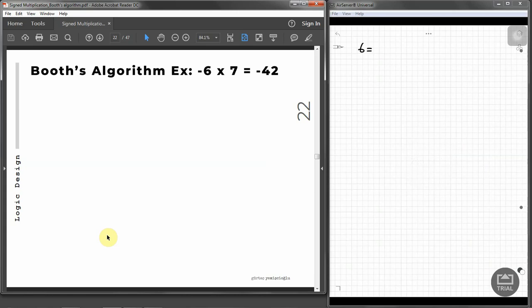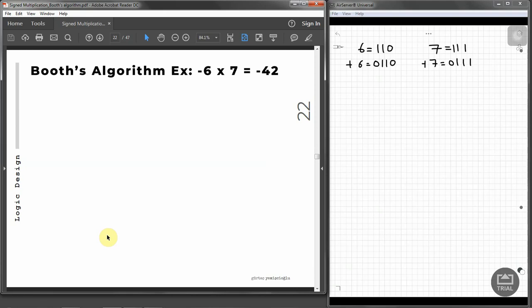6 is equals 110, which is a 3-bit number. 7 is equals 111, which is another 3-bit number. So we can represent these with 3 bits. So that's 6 and the 7 is 111. Now, plus 6, it's going to be having another bit in front of it which represents plus, which is 0, 1, 1, 0. And plus 7, it's going to be 0, 1, 1, 1.